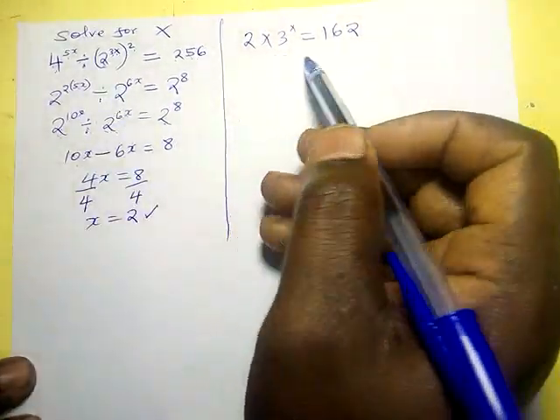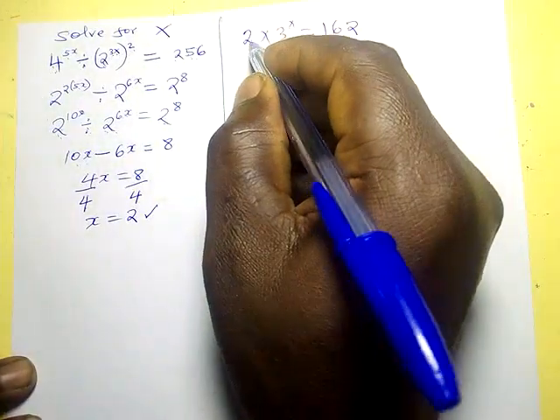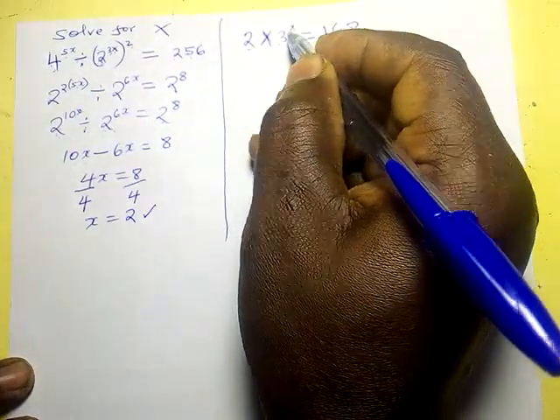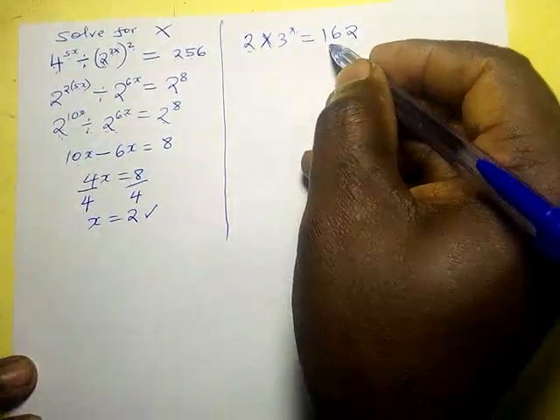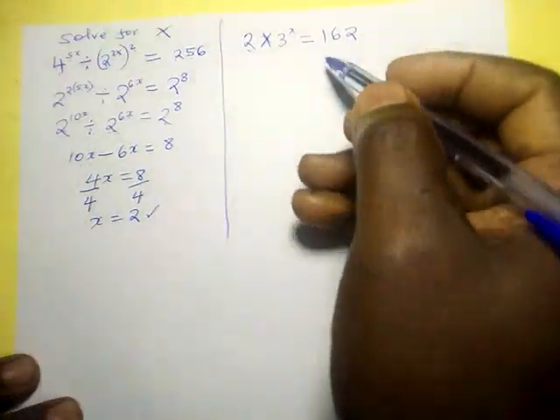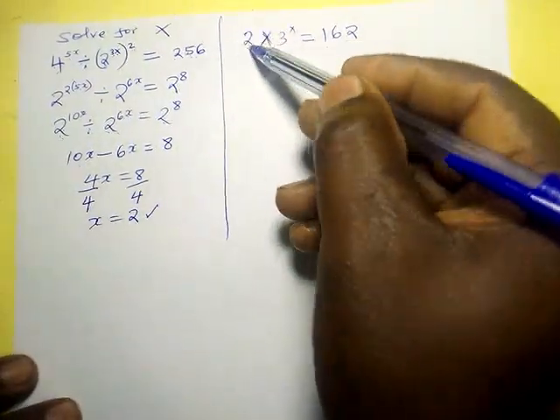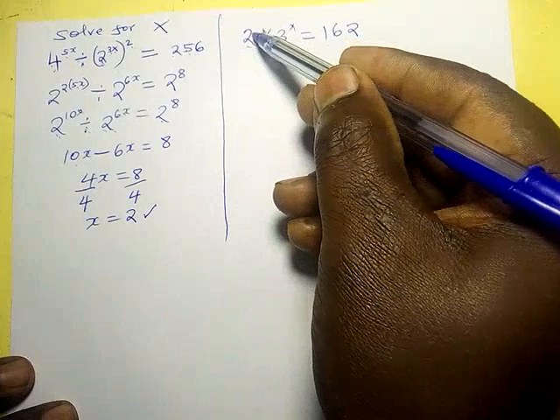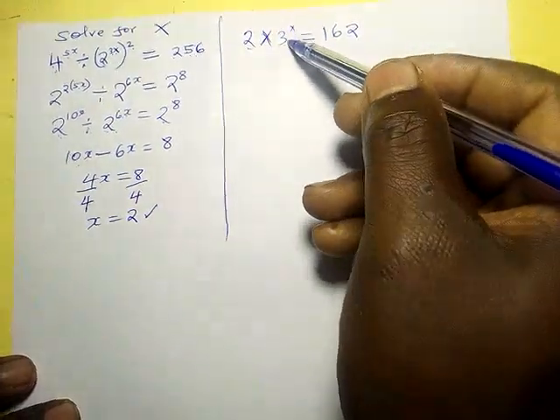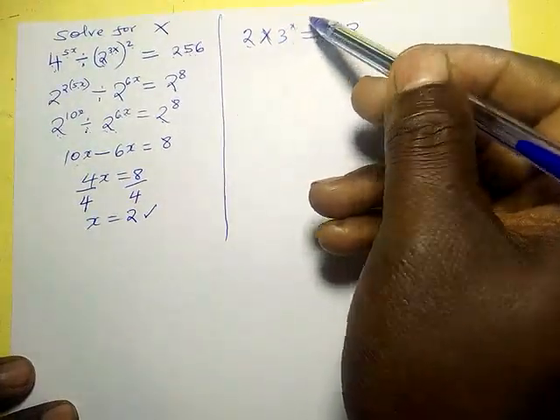So let us solve for x for this sum. This is 2 times 3 raised to power x equal to 162. So the first thing, this number is a whole number 2. It is raised to power 1, multiplied by 3 raised to power x.